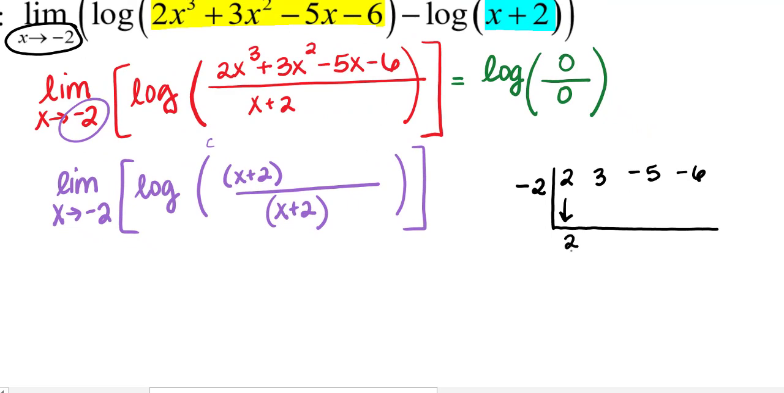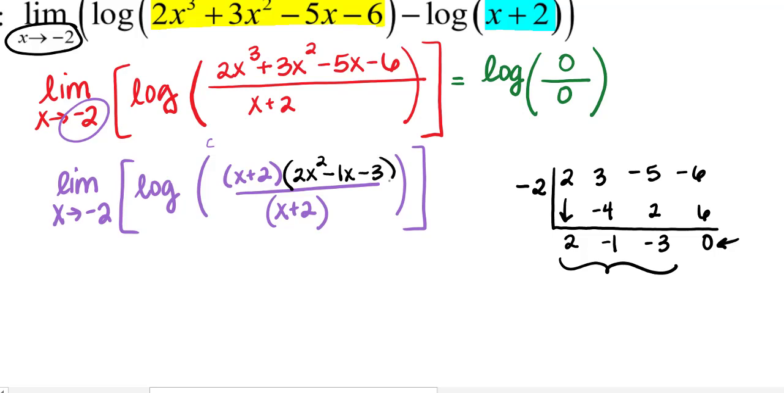Carry the first number down. This negative 2 on the outside here is my multiplier, so 2 times negative 2 is negative 4. Add down. Negative 1 times negative 2 is 2. Add down. Negative 3 times negative 2 is 6. Add down. I should get 0 because I knew it went in evenly, but here is my quadratic: 2x squared minus 1x minus 3.